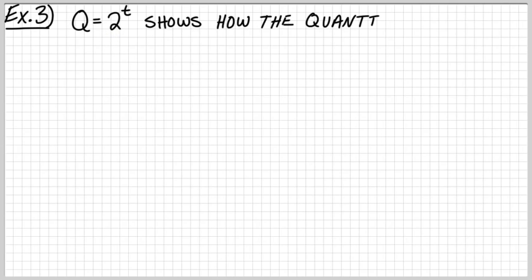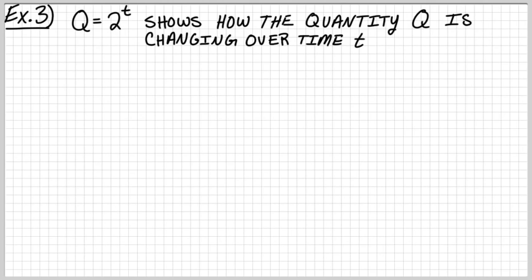All right, final example for these notes, example 3. I'm going to start you off with an equation. It's just Q equals 2 to the t. So this equation shows how the quantity Q is changing over time, t. And I didn't tell you what t was. I didn't give you any units for it. I didn't really tell you what Q was. It's just some quantity. So I have a few questions about this.